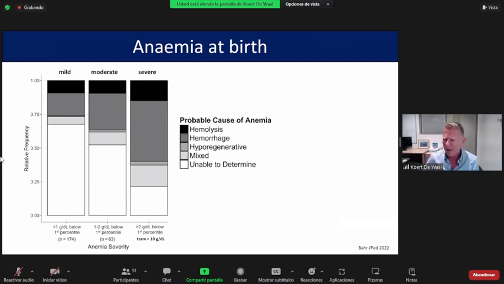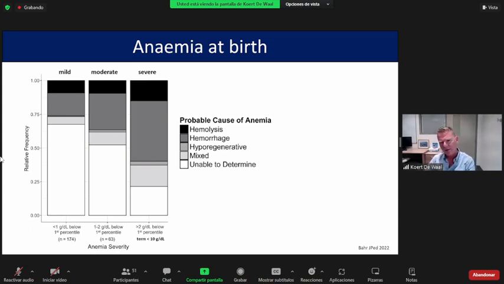This is a great paper I would recommend everybody to read, from Barr, a very recent paper, which looked at a very large cohort of babies who had anemia at birth. They classified them as mild, moderate, and severe using the grams per deciliter below the first percentile: either less than 1, 1 to 2, or more than 2, which they called severe. And in a term baby, that would equate to probably less than 10 grams per deciliter at birth.